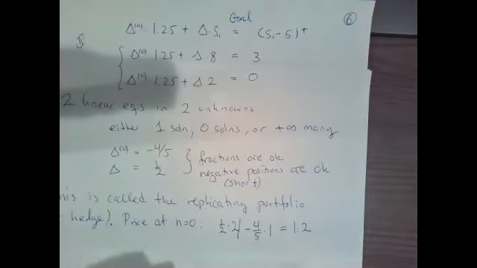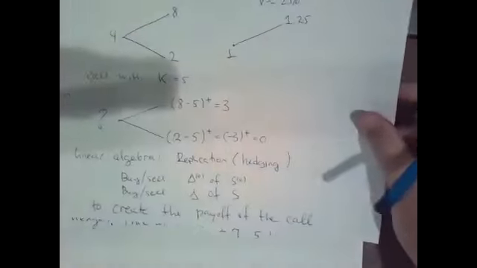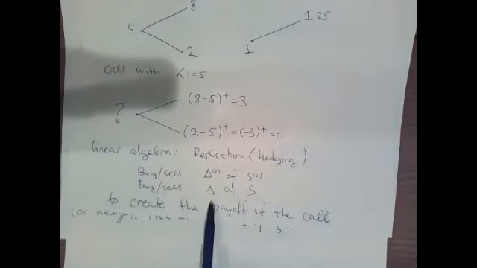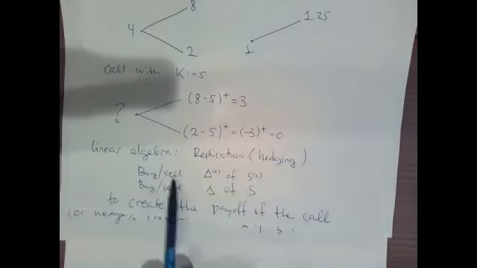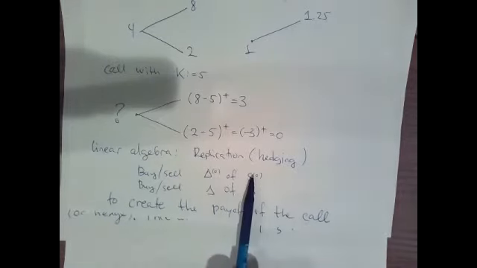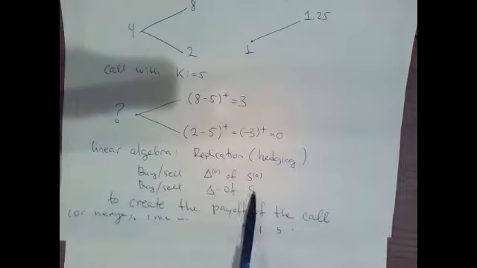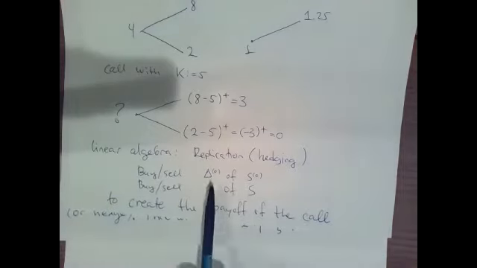Well, what does the delta mean? This is what we have over here. This is where you see the delta. We're going to buy or sell units of the money market account. We're going to buy or sell units of the stock, and those units we're going to denote by delta and delta naught.